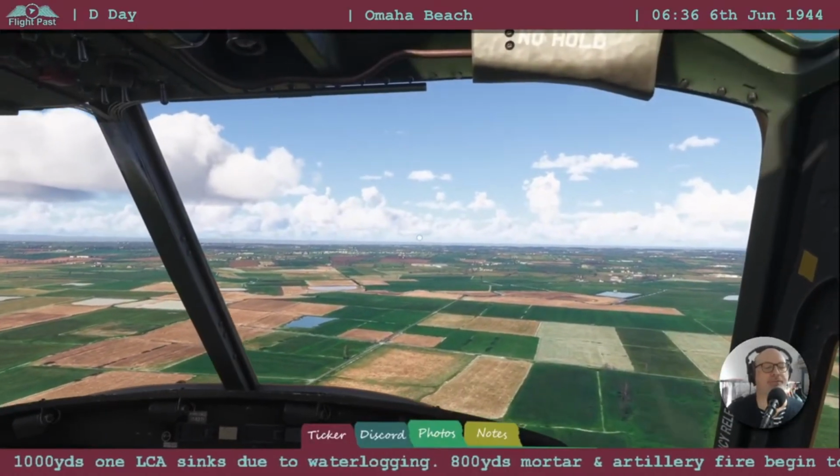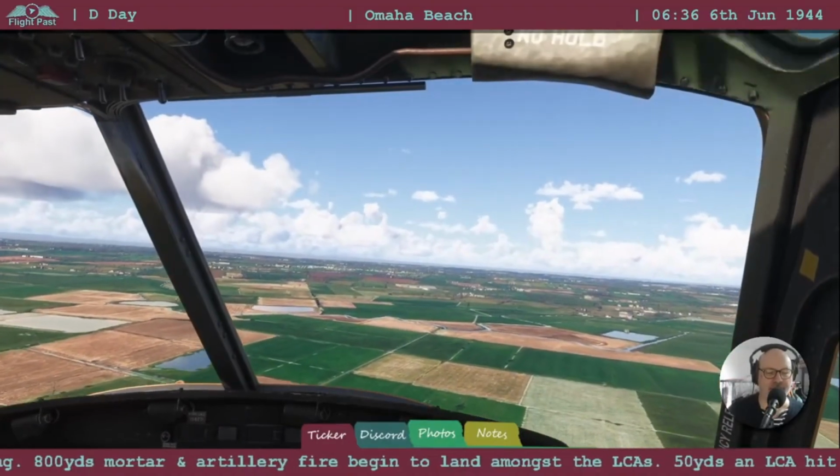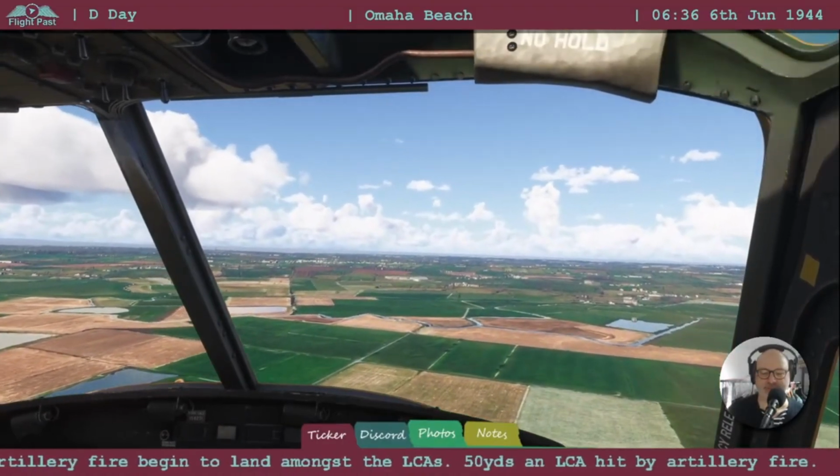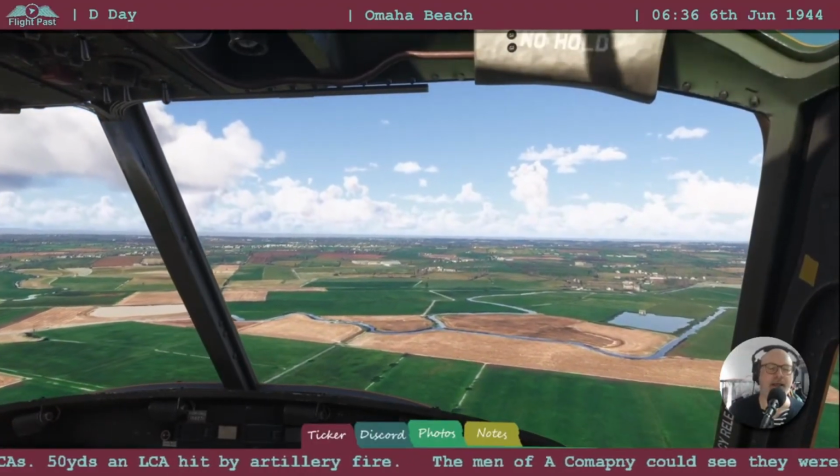So this means that the strength of the defense is higher than they were. And we can go now to sort of the planning part of it, of D-Day.